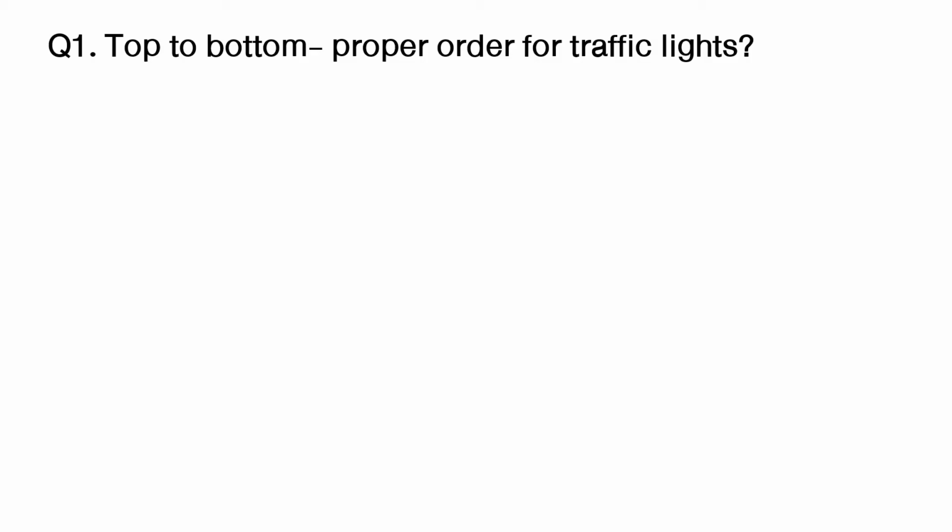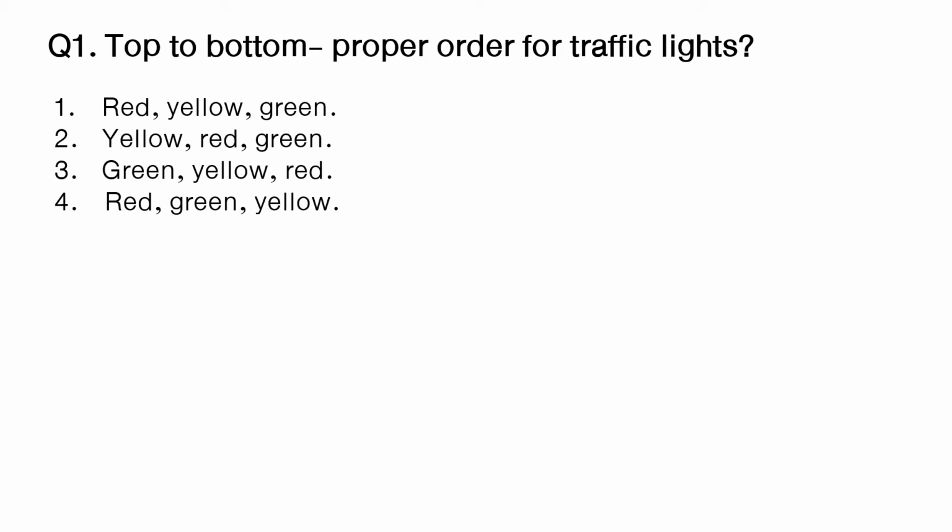Question. Top to bottom proper order for traffic lights. Option number 1. Red, yellow, green. Option number 2. Yellow, red, green. Option number 3. Green, yellow, red. Option number 4. Red, green, yellow.